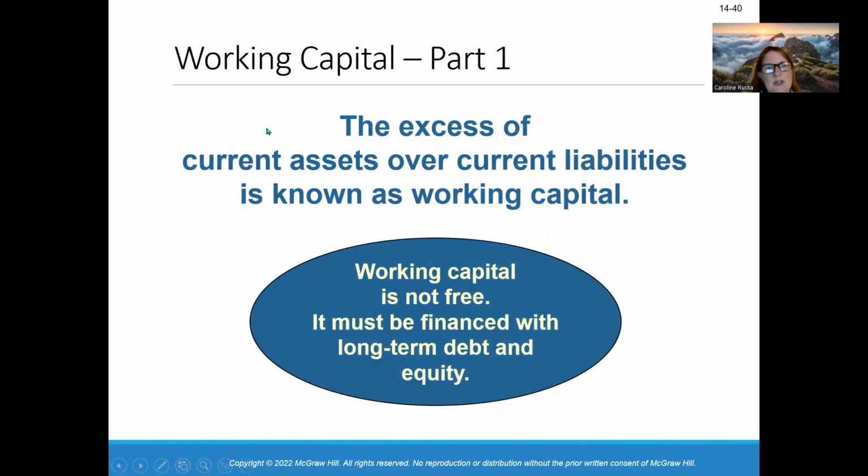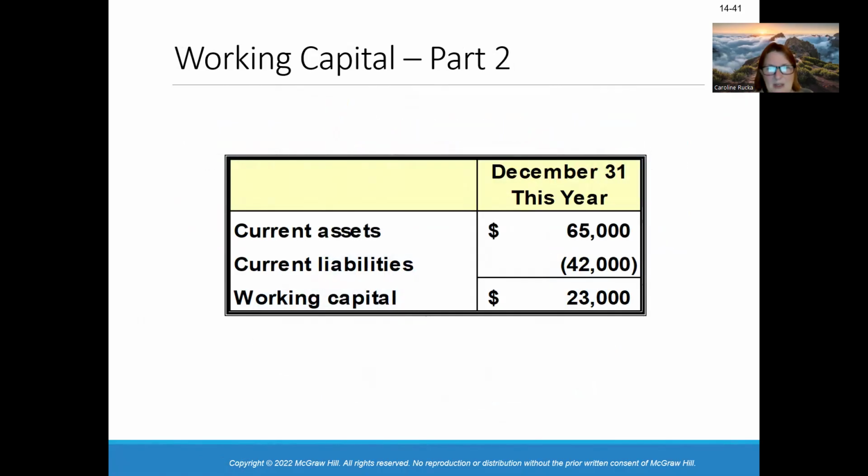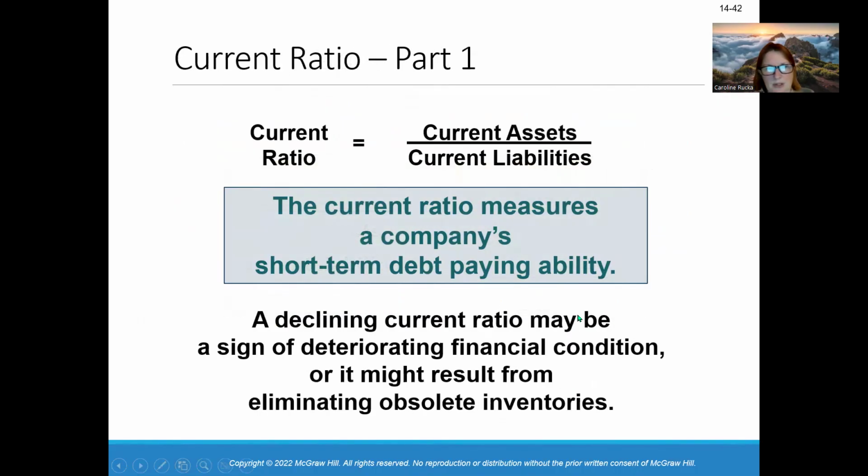So the excess of current assets over current liabilities is known as our working capital. Working capital isn't free. It must be financed with long-term debt and equity. So current assets and current liabilities give us our working capital. Then our current ratio is current assets divided by current liabilities. The current ratio measures a company's short-term debt paying ability. If your current ratio is declining, it could be a sign of deteriorating financial condition.